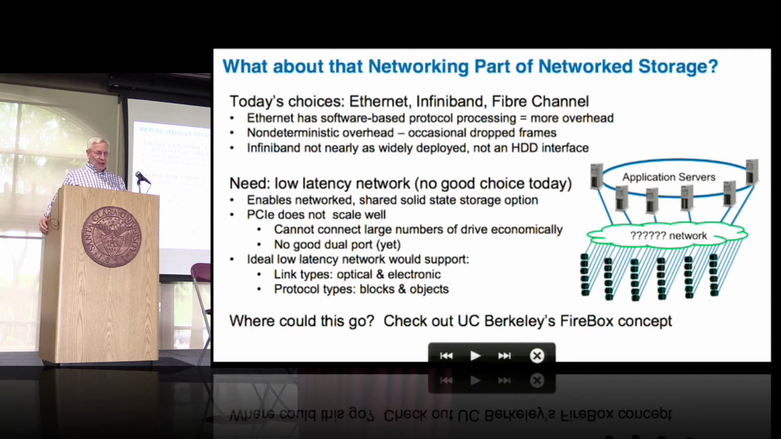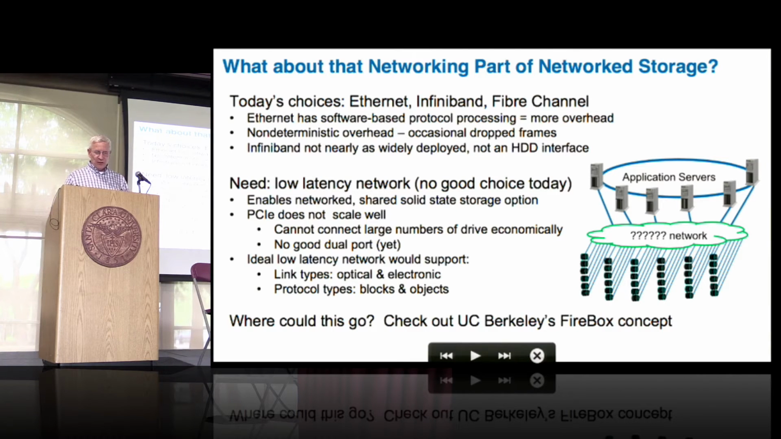So what do we need? Well, we need a low latency network so that we can enjoy the advantage of putting solid state or high access performance storage at the end of the network so it can be shared by any application server. And then we need some way to attach the drives. Well, here's a real problem. We heard about this a little bit this morning.